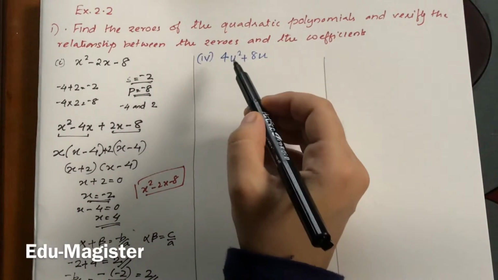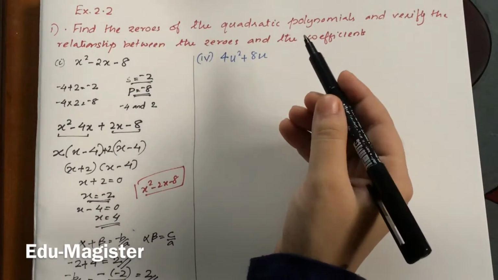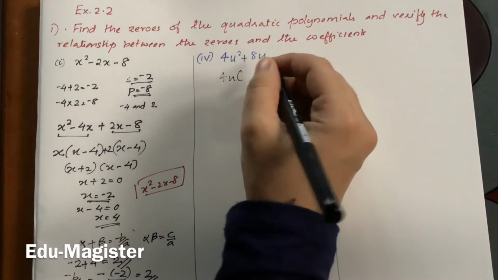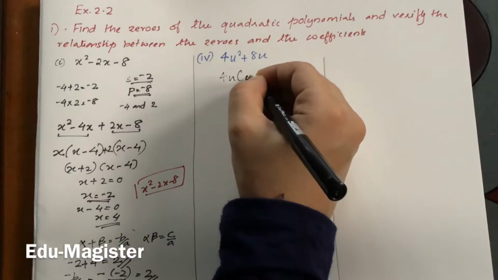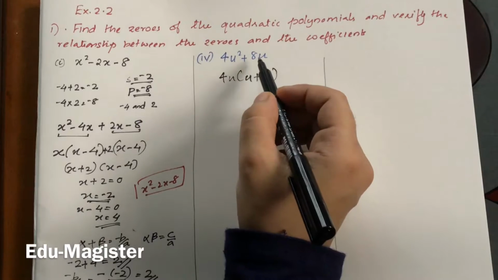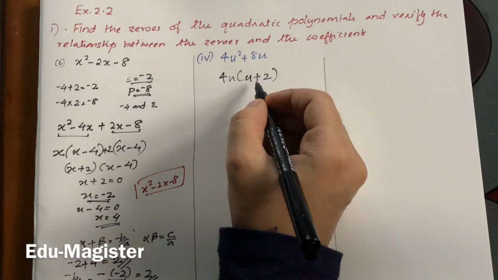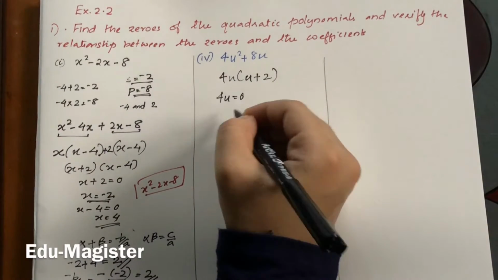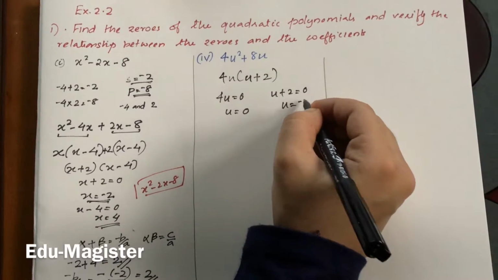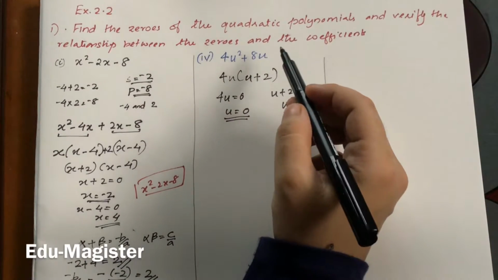Next, question number 4, 4u square plus 8u. Here you don't have to do splitting the middle term. Instead, you can take the common terms out. So taking common terms out, you get 4u into u plus 2. So 4u into u is 4u square plus 4u into 2 is 8u, right? Now, to find the zeros, you have to equate both of it to zeros. That is 4u is equal to 0, giving u is equal to 0. U plus 2 is equal to 0, giving u is equal to minus 2. So 0 and minus 2 are the two zeros of the given quadratic polynomial.